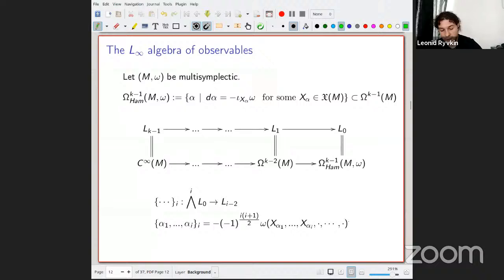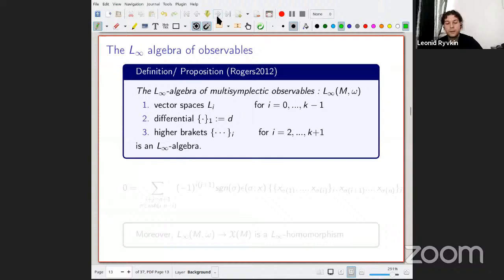The unary bracket, our differential, is just the de Rham differential. And all the higher brackets are basically defined by taking a bunch of k minus one forms, we get their Hamiltonian vector fields, and we put them into omega with an appropriate sign that you shouldn't worry about. And this construction is due to Chris Rogers, who found that this construction yields an L-infinity algebra.